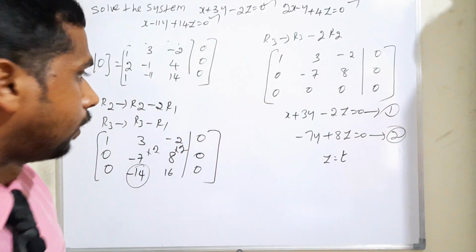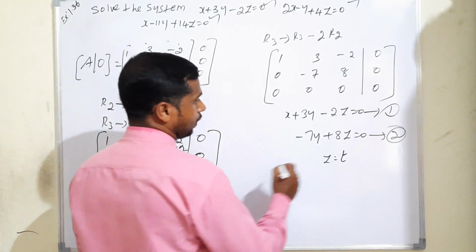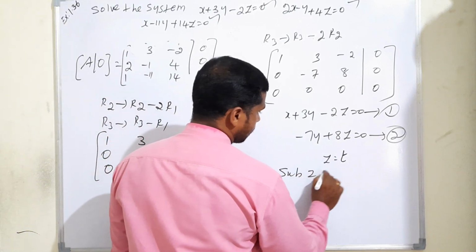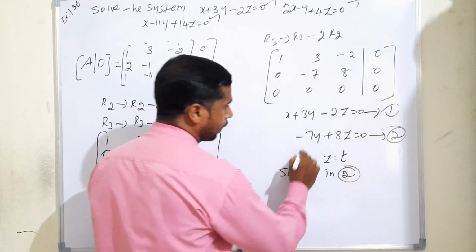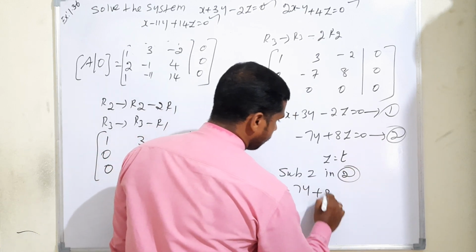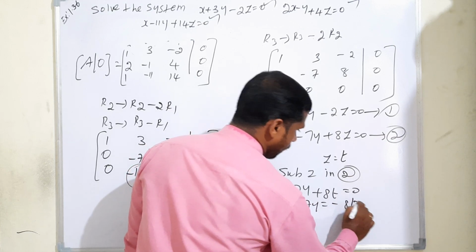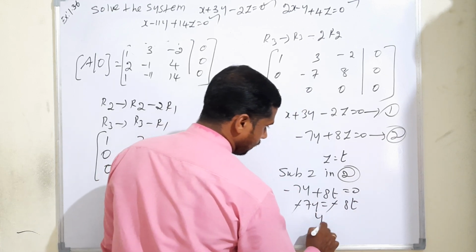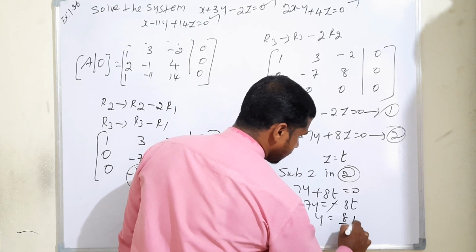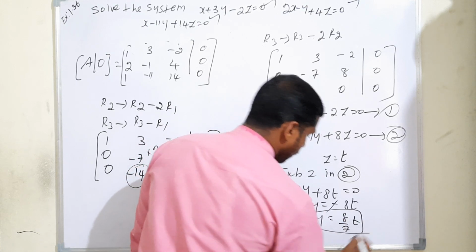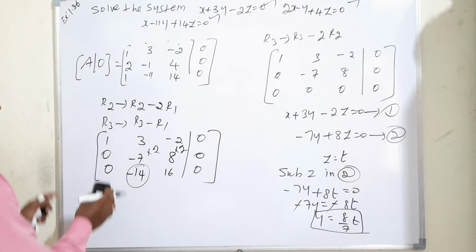Back substitution method. So substitute z in equation number 2. What will happen? Minus 7y plus 8t is equal to 0. Again minus 7y is equal to minus 8t. So minus minus cancel. Therefore y is equal to 8 by 7 into t. That is called the y value. y is equal to 8 by 7t.